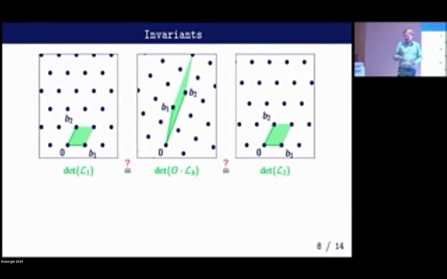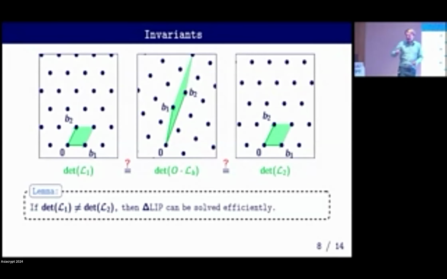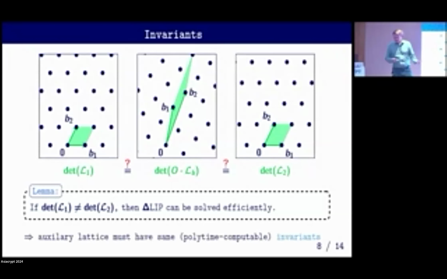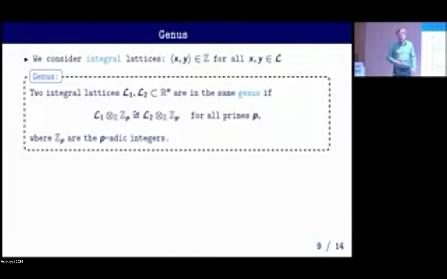So you could say that if these determinants don't match, then the distinguishing problem can be solved efficiently. And more generally, this means that this auxiliary lattice must have the same efficiently computable invariance. So the determinant is just one example of such an invariance. And this brings us to the genus of a lattice.